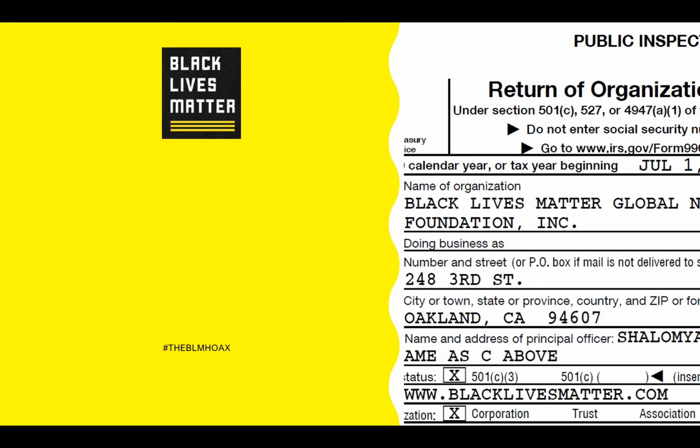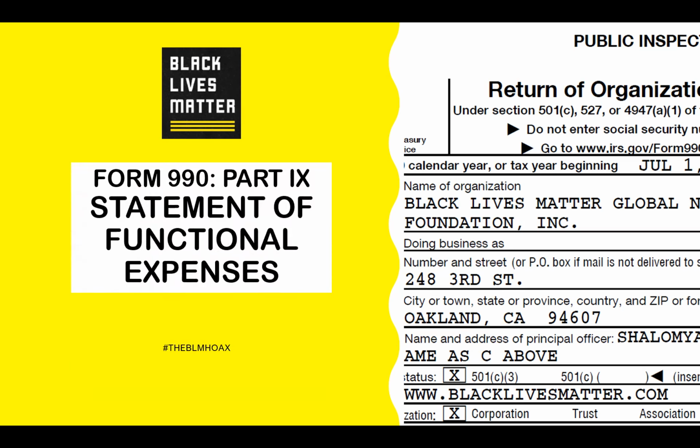I am continuing with my analysis of the Black Lives Matter Global Network Foundation's 2020 Form 990 information return. Today, I'm going to talk about Part 9 of the Form 990, which is the statement of functional expenses. Because it's such a large section of the Form 990, I'm only going to focus on lines 1 through 10 and identify red flags on those lines only.